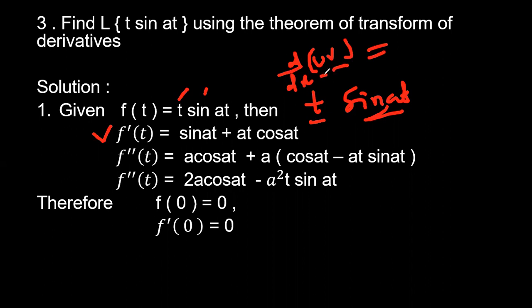That is d by dx of uv. So what you will do? You will keep one term as constant, u as constant and differentiate with respect to v, and keep the v term as constant and differentiate with respect to u. So here, this is your u and this is your v. First, keep v as a constant and differentiate with respect to t. What is the differentiation of t? It is nothing but 1. Okay.